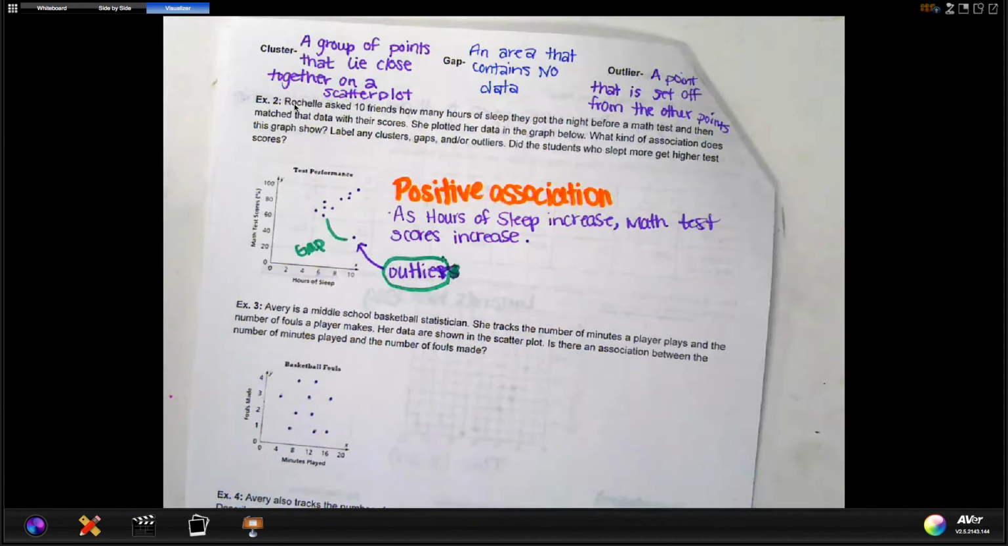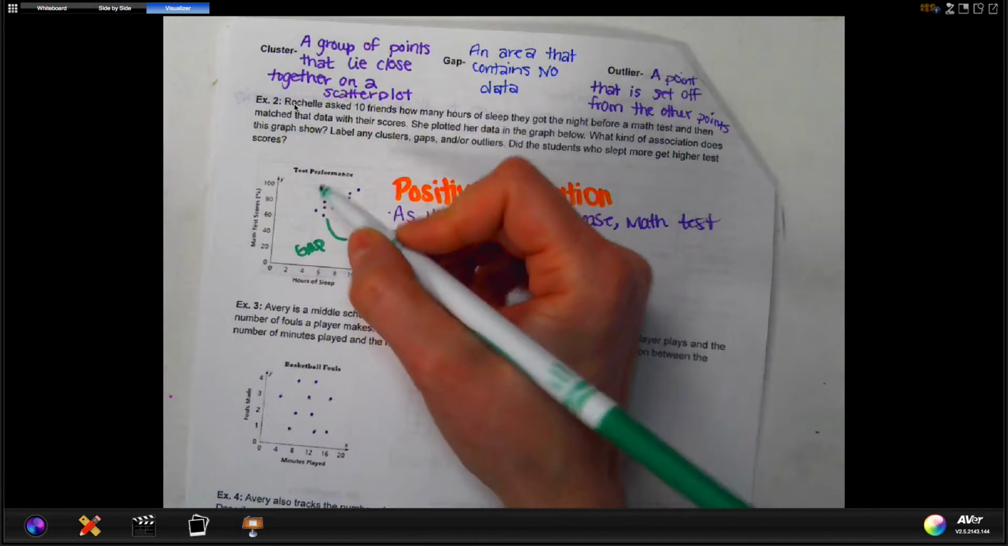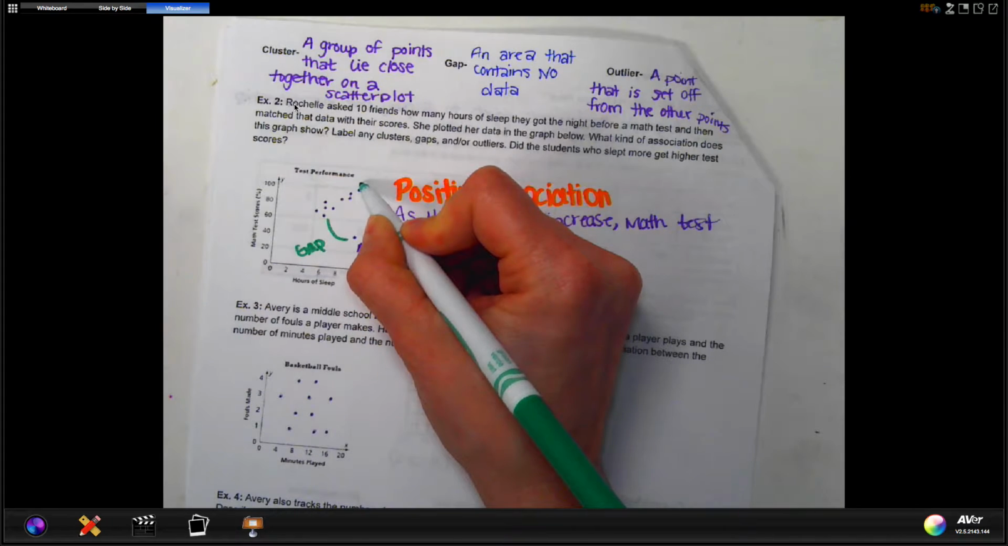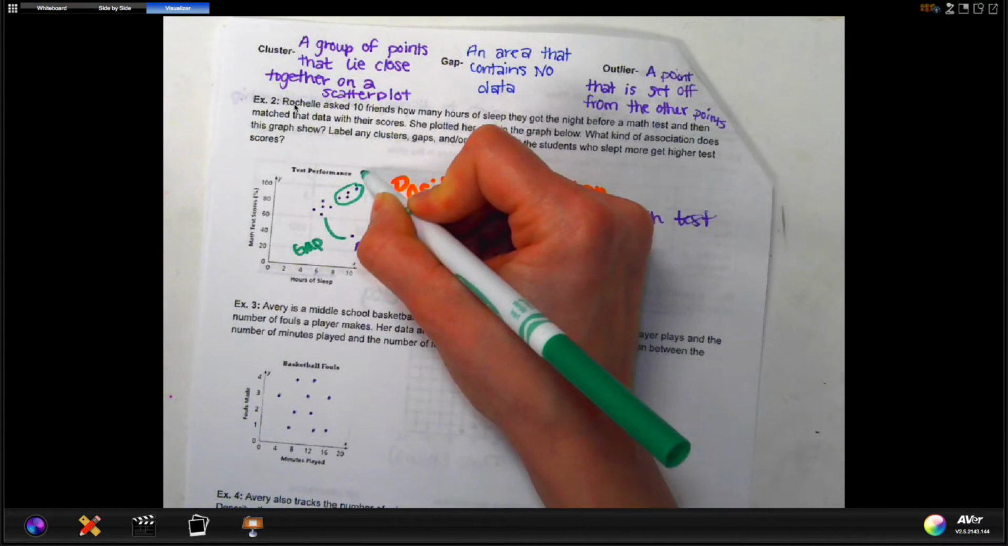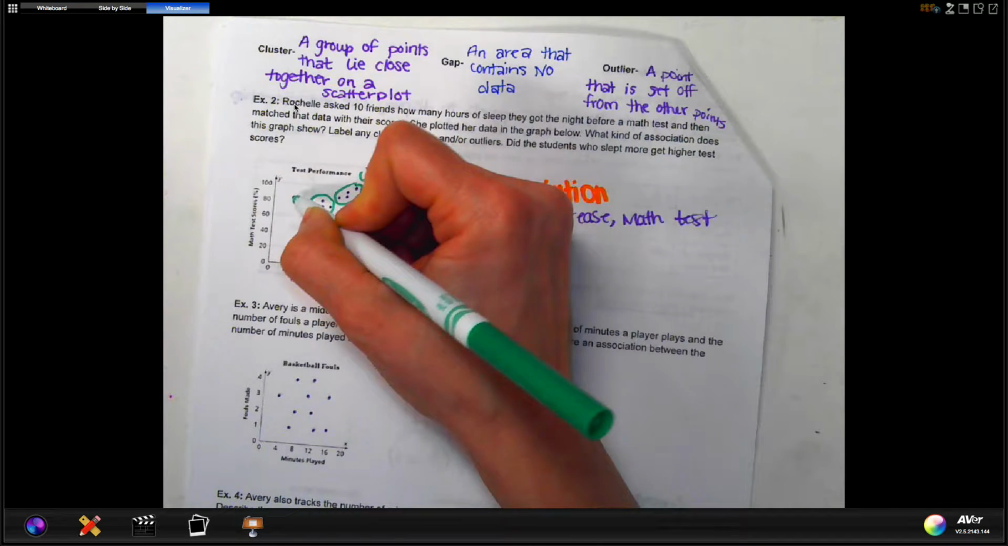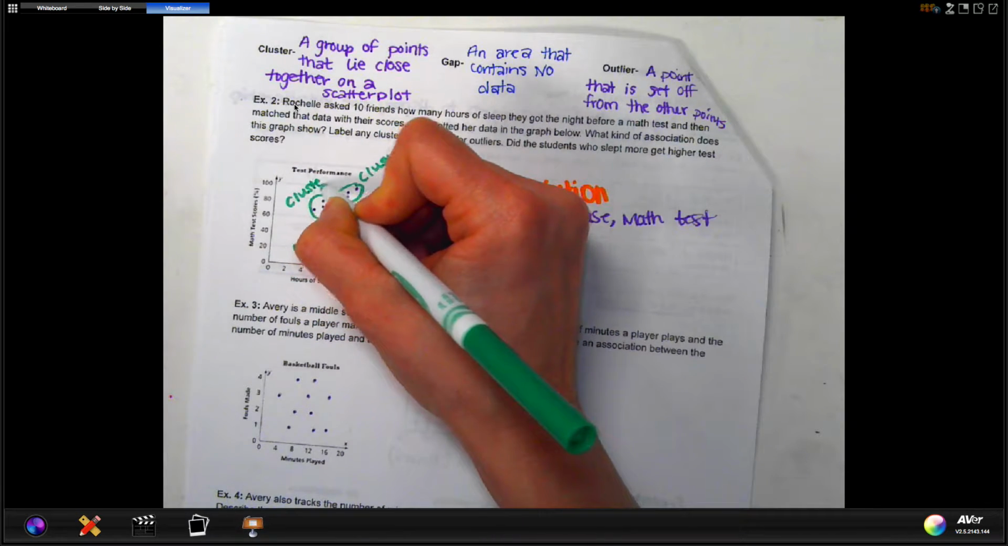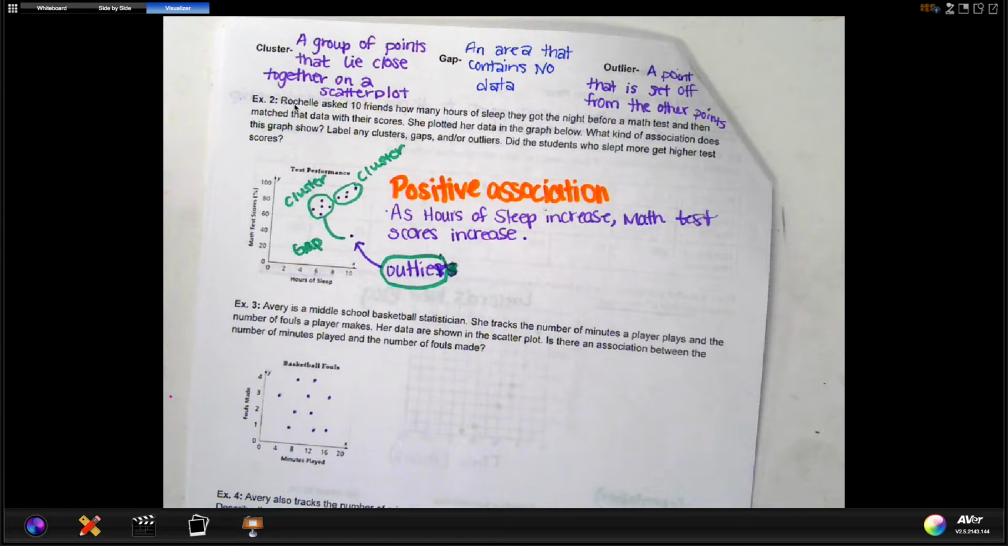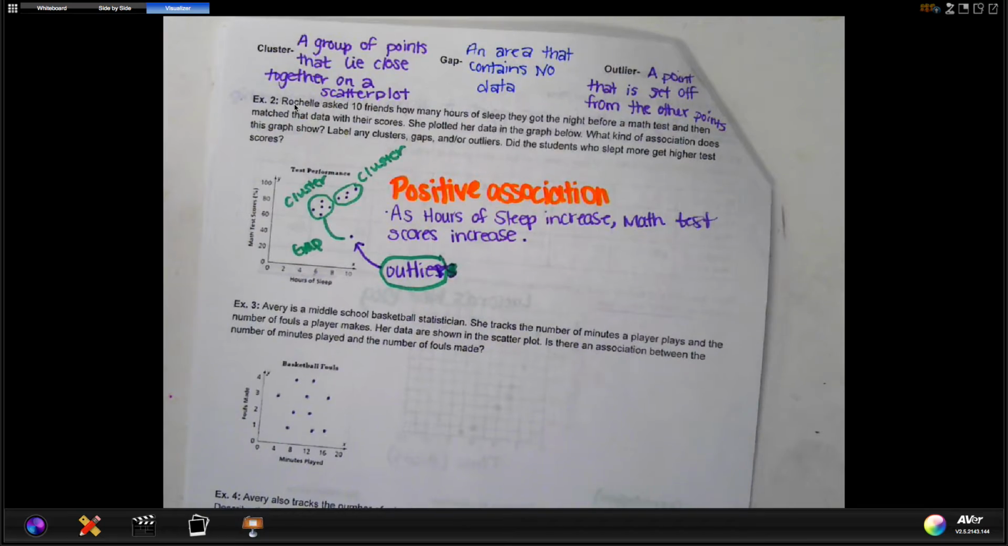And our clusters, right, we have a bunch kind of in a row. We kind of have two clusters. We have a cluster right here, and we have a cluster right here. And so those are the ones that are together. All right. Let's do another one. Okay, so let's move on.